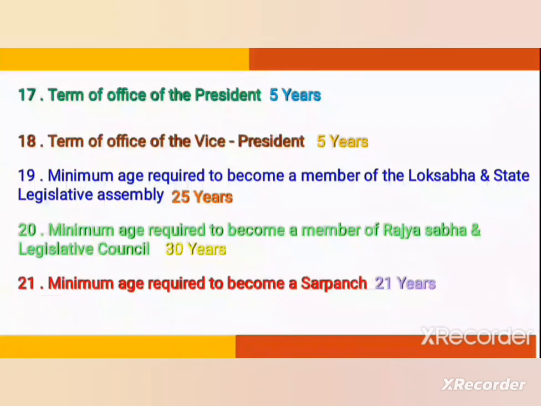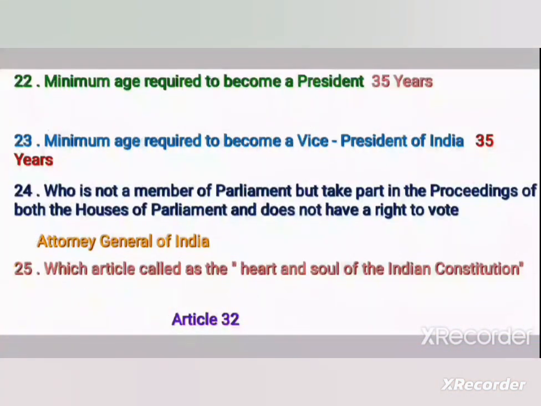17th one, term of office of the president 5 years. 18th question, term of office of the vice president 5 years. 19th question, minimum age required to become a member of the Lok Sabha and State Legislative Assembly 25 years. 20th, minimum age required to become a member of Rajya Sabha and Legislative Council 30 years. 21, minimum age required to become a Sarpanch 21 years. 22, minimum age required to become a president 35 years. 23, minimum age required to become a vice president of India 35 years.